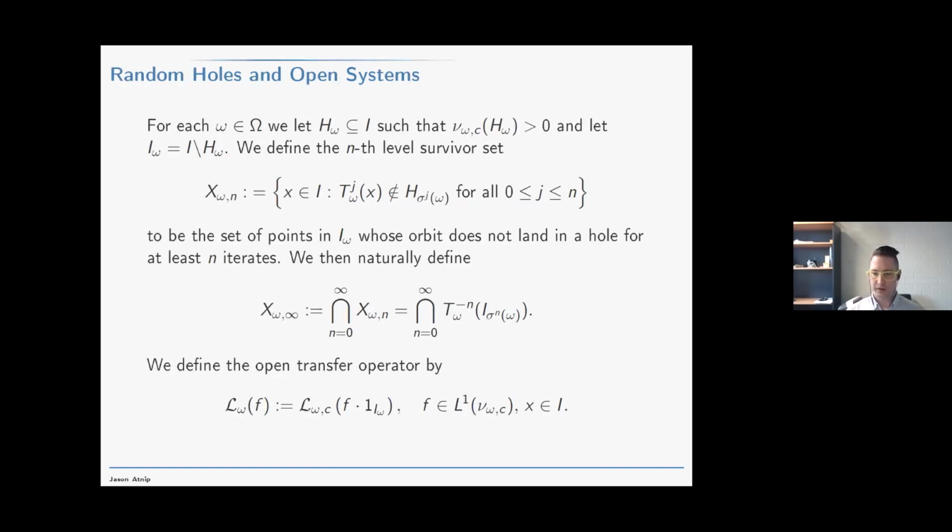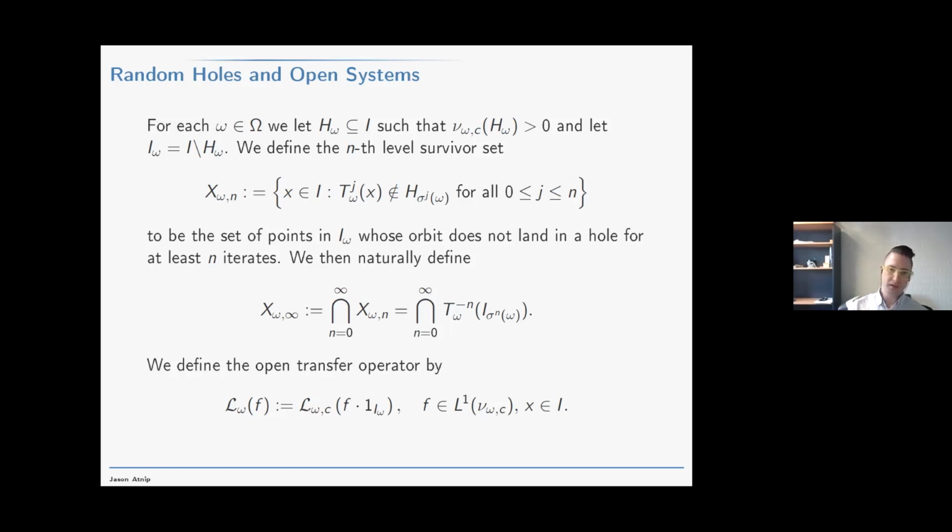So now that we've clarified our closed systems, let's talk about open systems. And so by an open dynamical system, I mean that we're going to poke a hole in our phase space. So for each omega, we're going to let H_omega be some subset of our unit interval that has positive closed conformal measure. Okay, so for these purposes, you can just think of H_omega to be some interval or a finite union of intervals. Now some extra notation. We're going to let I_omega be our unit interval, take out our hole, so just the complement of our hole.